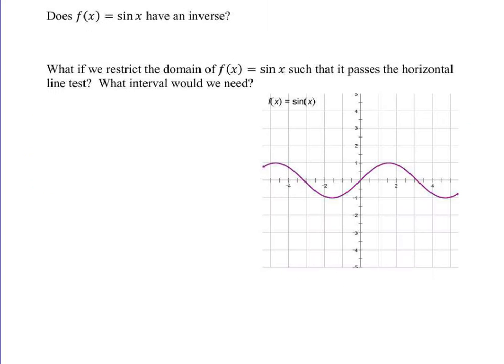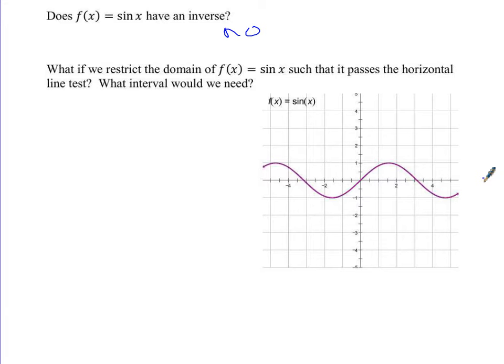Question, does sine x have an inverse? I'm giving you the graph there. Your answer is no. Why not? Yeah, it doesn't pass the horizontal line test. So the answer here is no. Clearly I can draw a horizontal line on here and it's going to pass through my function more than once. So technically there is no inverse for sine.